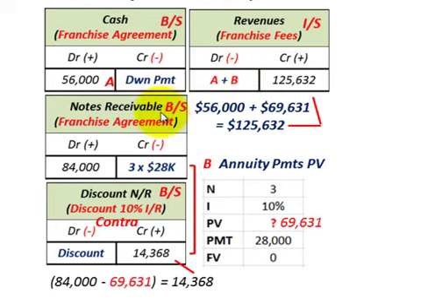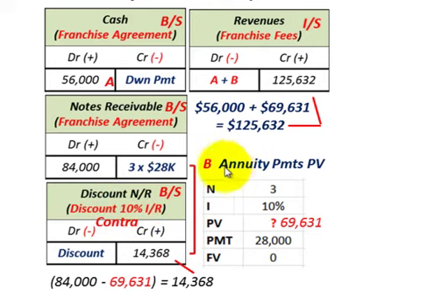But we have to discount those 3 annual payments of $28,000 each back to their present value. So what we would do is set up our notes receivable, and debit that for $84,000. Those are the 3 payments at $28,000 each. But now we have to calculate a discount on those notes receivable, and this is a contra account to our notes receivable. And we have to discount those 3 payments back at that 10% interest rate.